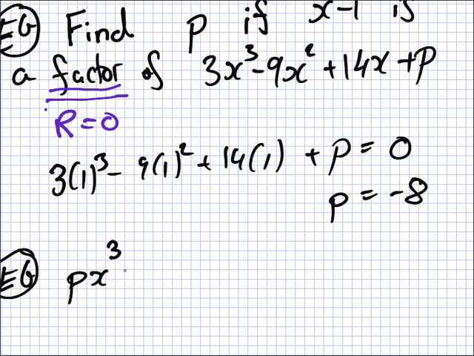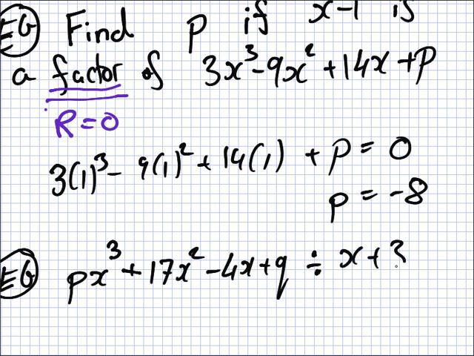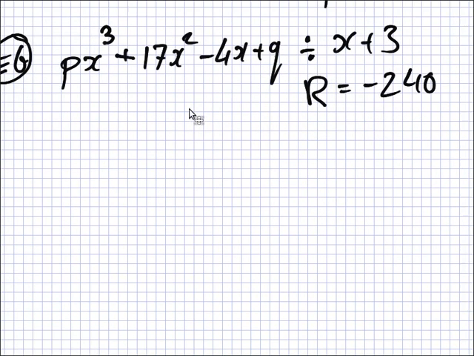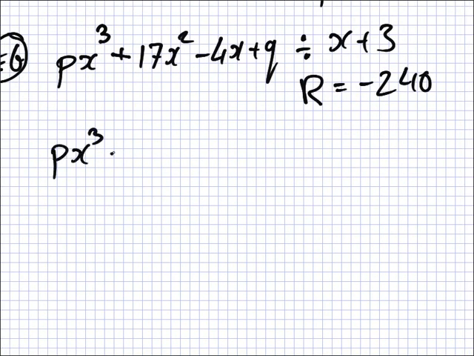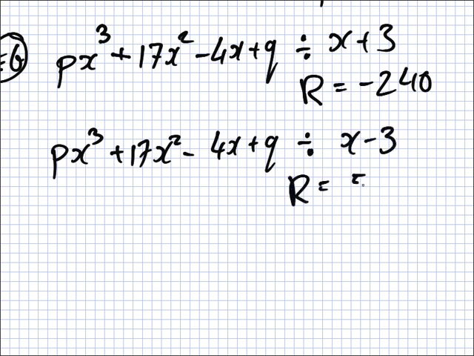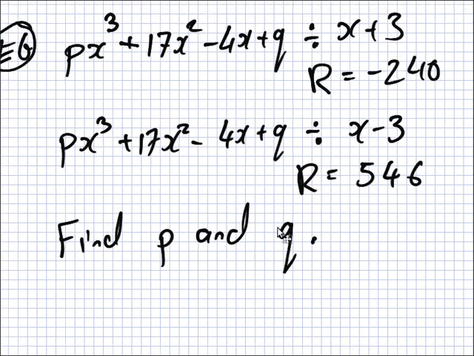px cubed plus 17x squared minus 4x plus q. When you divide that by x plus 3, the remainder is minus 240. And then the same thing again, px cubed plus 17x squared minus 4x plus q. When that is divided by x minus 3, the remainder is 546. Find p and q. Simultaneous. That's exactly it. Yeah, give it a try.